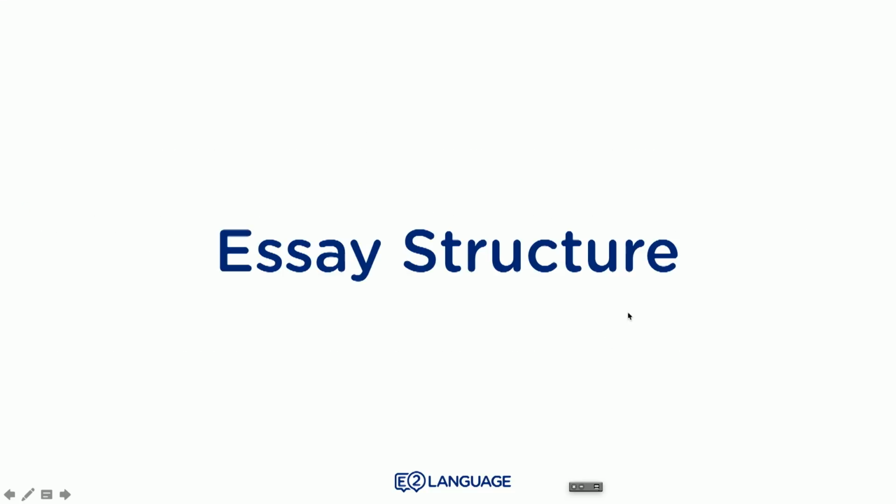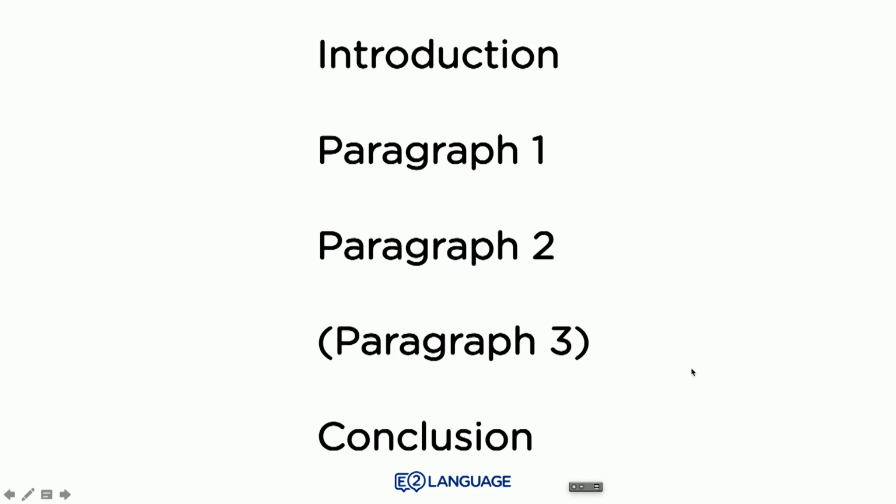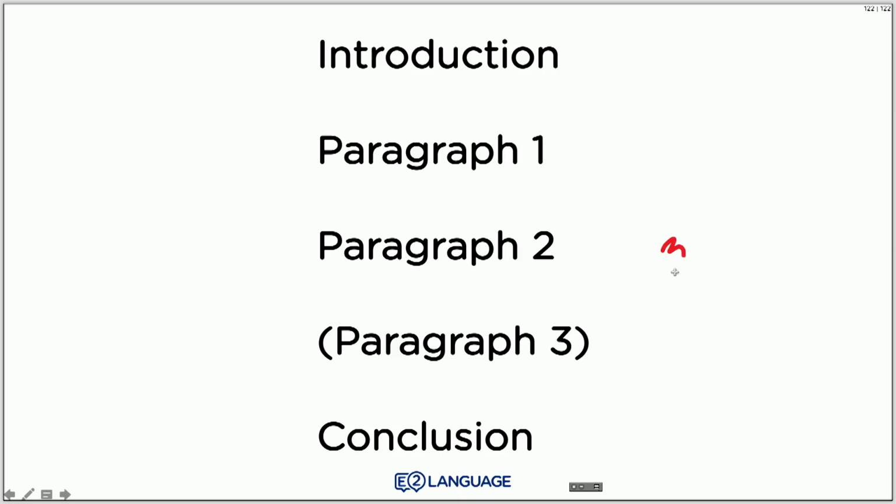Okay, fine. So the essay structure we're going to use is this. We're going to have an introduction, paragraph 1, paragraph 2. We're going to have an optional paragraph 3 depending on the word count. Remember, you need to get to 300 words. So if you've written 2 paragraphs and you're at 250, then you may need to include this additional paragraph. And also, of course, you need a conclusion.